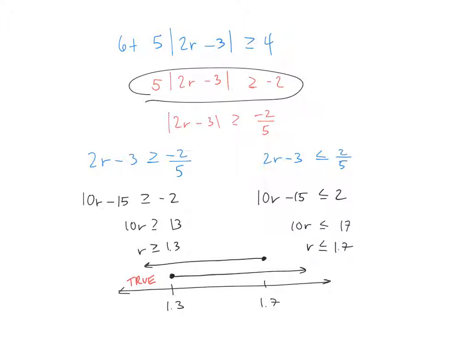Next, test the number to the right of 1.7. 2. If I put a 2 up there, 2 times 2 is 4. 4 minus 3 is going to give me 1. 5 times 1 is 5. 5 plus 6 is 11. Is 11 greater than or equal to 4? Sure it is. So this looks like it's true also. Make sure I'm right. I'm just doing this quick. And then 1.5. 2 times 1.5 is exactly 3, isn't it? 3 minus 3 is 0. 0 times 5 is 0. 6 plus 0 is 6. 6 is greater than or equal to 4.